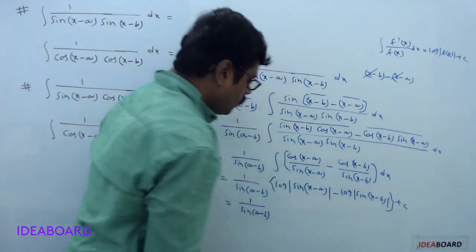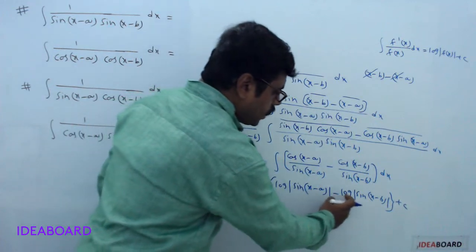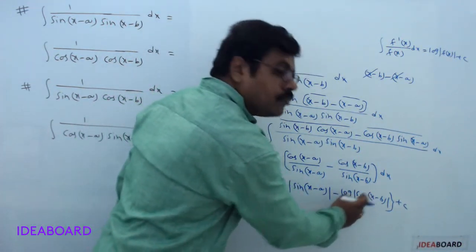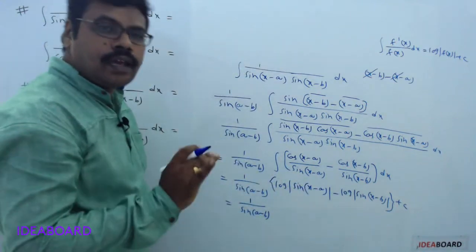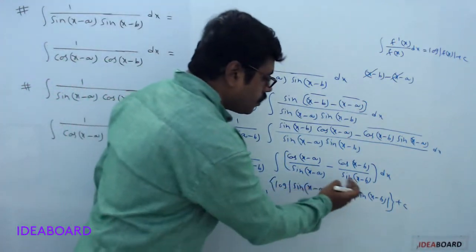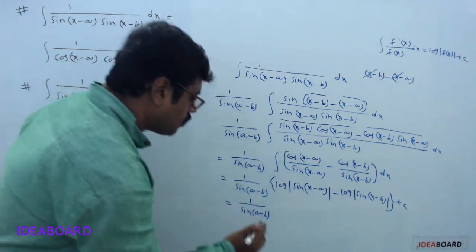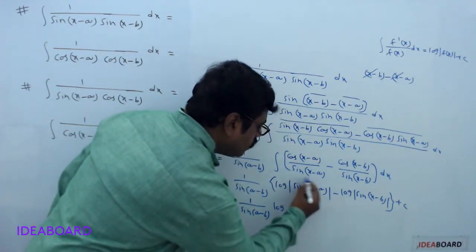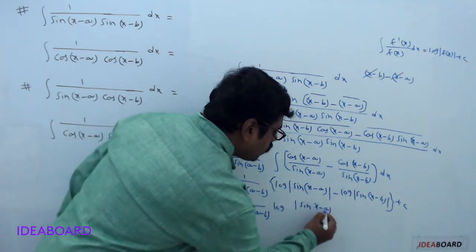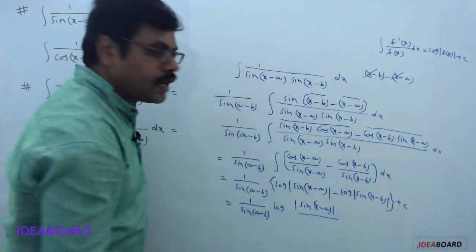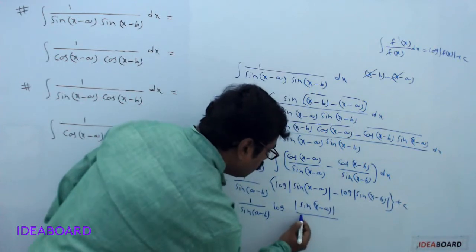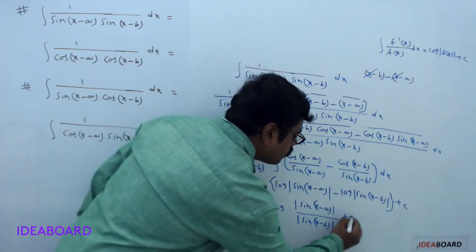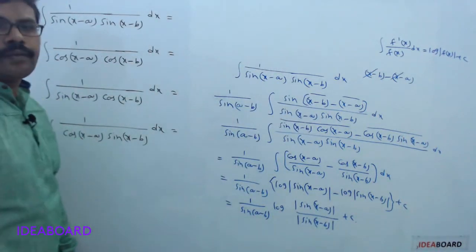It is in the form of log a minus log b. What is its property? Log of a divided by b. So use that property. Log of a, where a is mod of sin of x minus a, divided by b, where b is mod of sin of x minus b, plus some constant c.